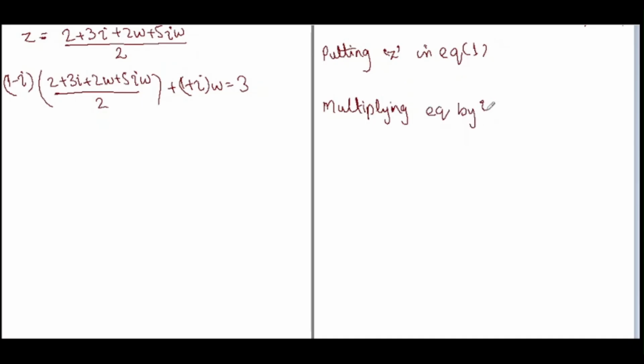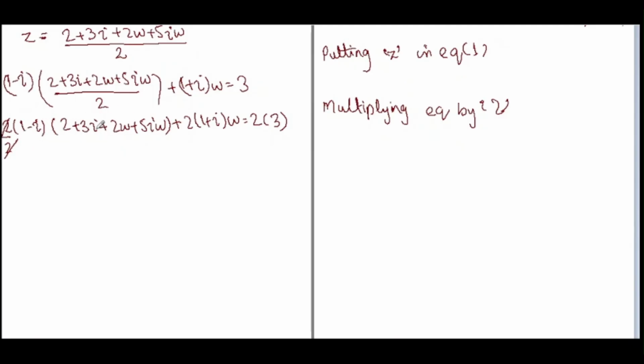Multiplying the equation by 2. So now 2 into 1 minus iota into 2 plus 3 iota plus 2w plus 5 iota w. Now we can write this divided by 2 over here with this 2, so we are going to write it here. And then we have to also multiply the 2 with this term, so plus 2 into 1 plus iota into w equals 2 into 3. Now, these are cancelled and now we have to multiply 1 with all of this term and then minus iota with all of this term.